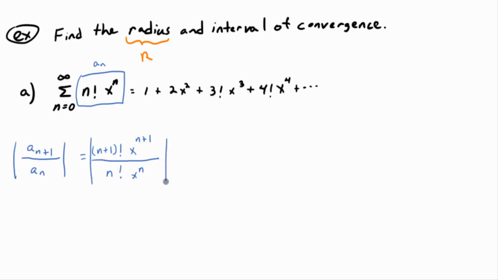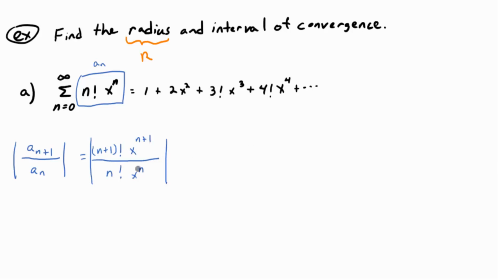Here the absolute values are important, by the way. You can't just drop them, and the reason for that is we don't know if x is positive or negative. So you can't just drop the absolute values like we have in the past. The absolute values are going to give us our interval of convergence, so we don't want to drop them. But we do want to simplify like we've done in the past.